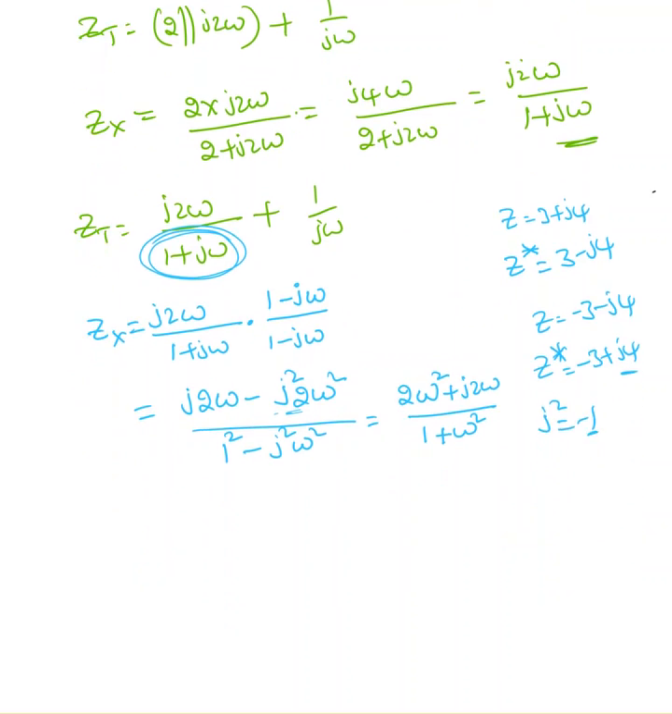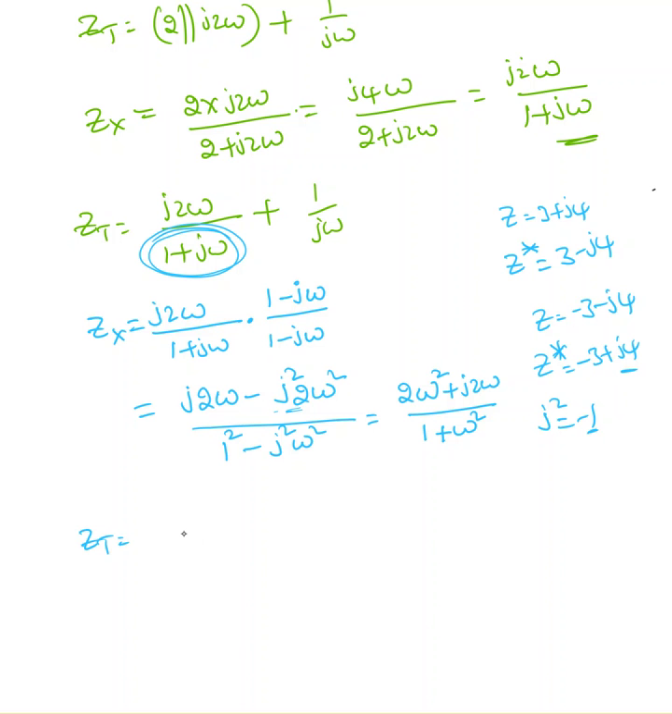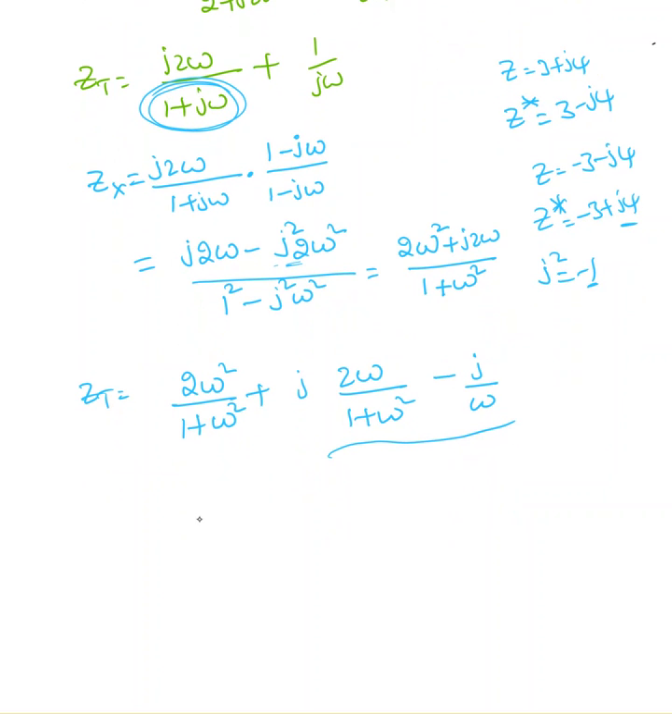Now my Z total equal to, I'm going to separate the real part and imaginary part: 2 omega square over 1 plus omega square plus j 2 omega over 1 plus omega square, and I have minus j over omega. I told you do not separate j and omega, but here it is okay, so that I can see the imaginary part and make it equal to 0. This is the imaginary part.